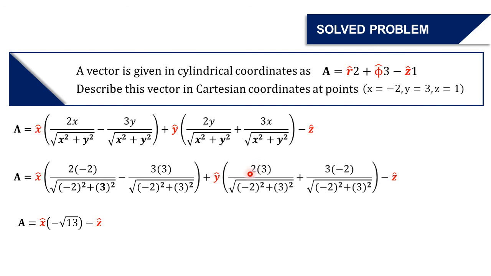Sa y naman, nagkataon kasi na ito ay positive 6, ito naman ay negative 6. Kaya nag-cancel out lang yung kanyang magnitude, kaya 0 na siya. Then yung z, kinopya ko lang yan, negative z. Dahil wala namang changes, so copy-paste. Okay? So yan na yung ating vector A na kanina ay nasa cylindrical coordinate system. Ngayon, nasa Cartesian coordinate system na siya. Diba? At point negative 2, positive 3, and 1.